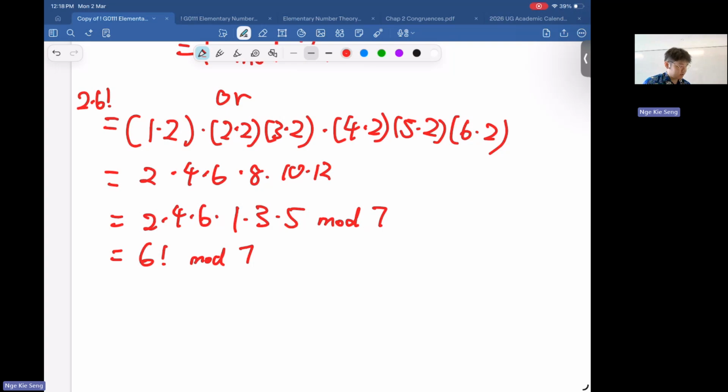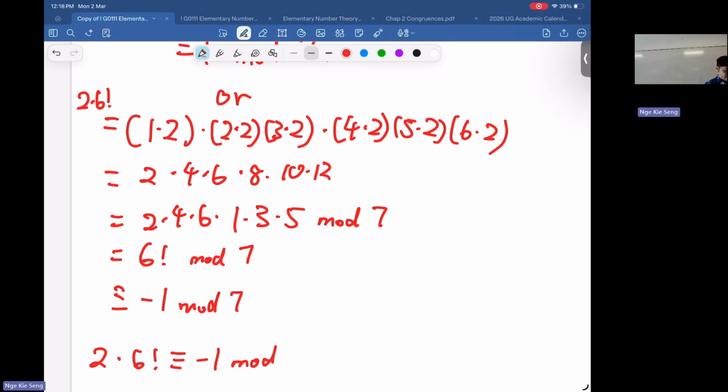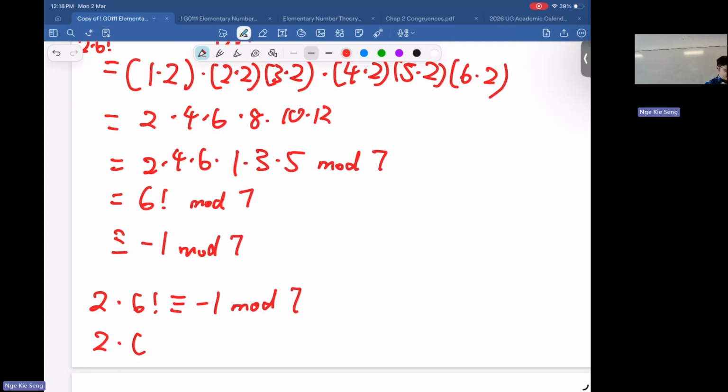So how is this helpful? We know what 6 factorial mod 7 is, right? Just now, what do we know about this? This is minus 1 mod 7. So we know 2 times 6 factorial is minus 1 mod 7. But then, on the other side, we also have a minus 1, correct or not? So I multiply minus 1 to both sides. Can I remove minus 1? What is minus 1 here? It's 6, right?